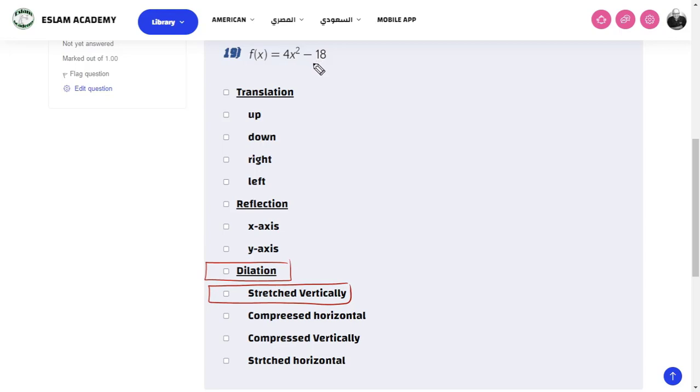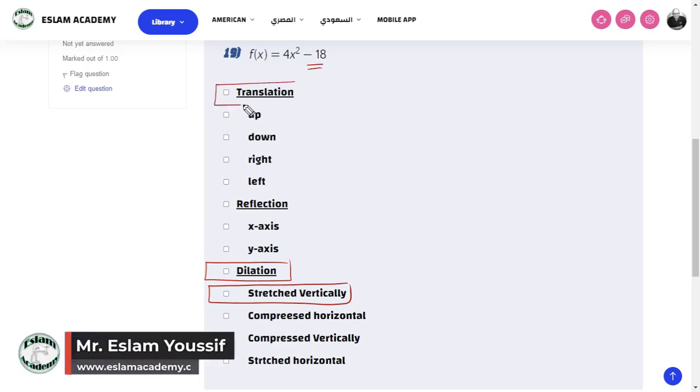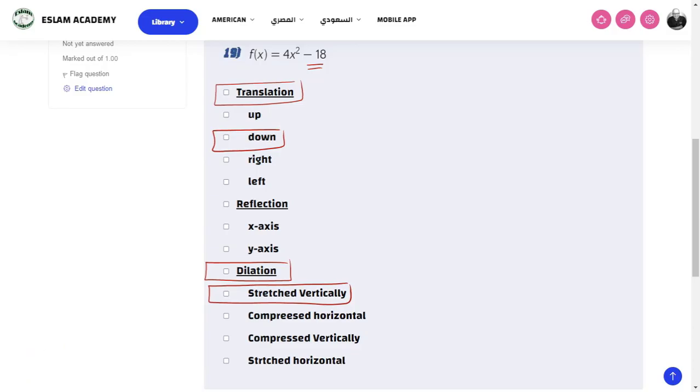The second part is subtracting 18. Adding and subtracting means translation. Once you subtract outside the bracket, it means the graph will be shifted down 18 units.